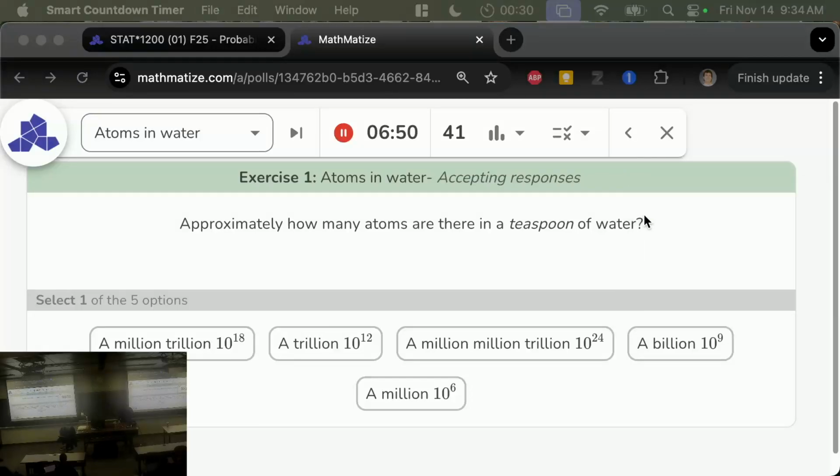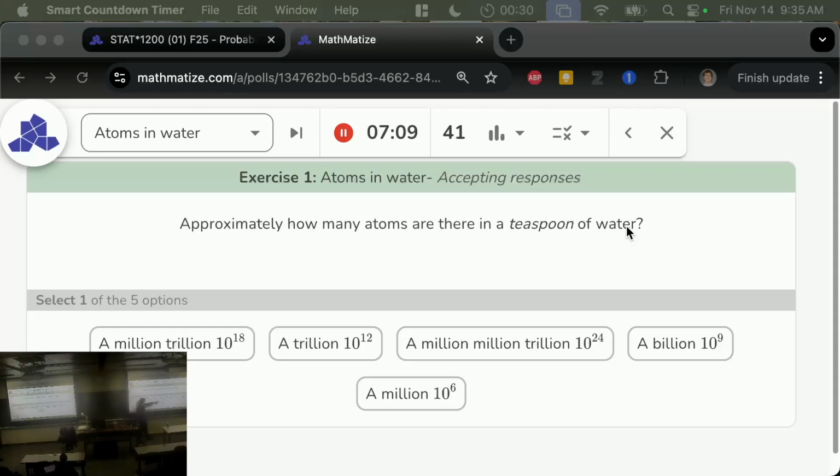Okay, so how many atoms are there in a teaspoon of water? Is it a million, which is a huge number, a billion, which is an absolutely colossal number, a trillion, which is just getting silly, or is it a million trillions? Imagine how big a trillion is and take a million of those. Wow, that is a stupidly big number.